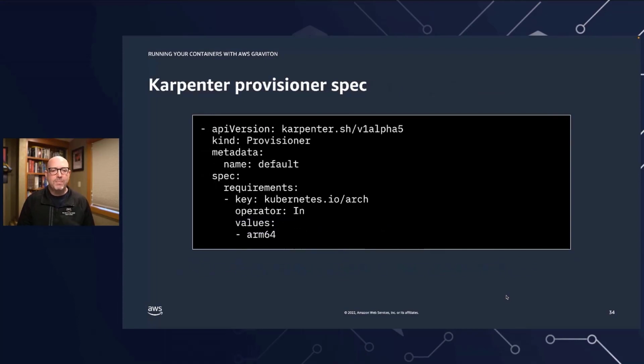If you have installed Karpenter, you'll need to add a provisioner to your cluster. You do so by setting a provisioner with a spec that has a requirement, and in this case, all nodes that are launched by Karpenter are ARM64. You can also have a cluster of nodes with different architectures by adding AMD64 to the values as well, if you like.